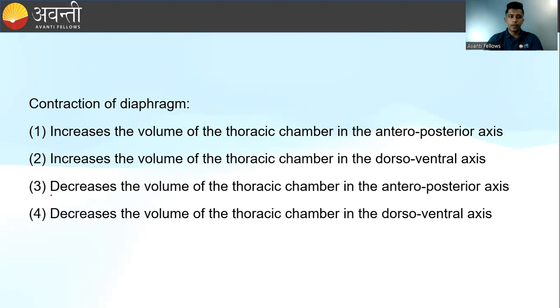Contraction of diaphragm leads to increase in the volume of thoracic chamber in the anterior posterior axis, increase the volume of the thoracic chamber in the dorsiventral axis, and then decreases the volume of thoracic chamber in the anterior-posterior axis, and then you have increased the volume of thoracic chamber in the dorsoventral axis. So we know that when it comes to mechanism of the respiration, three things are involved. One is the diaphragm, other one is the intercostal muscles. We have external intercostal muscles and internal intercostal muscles. So we have internal intercostal muscles that are playing a very important role.